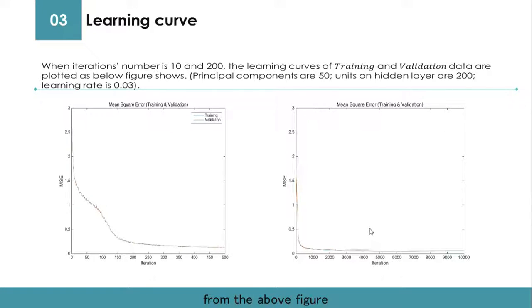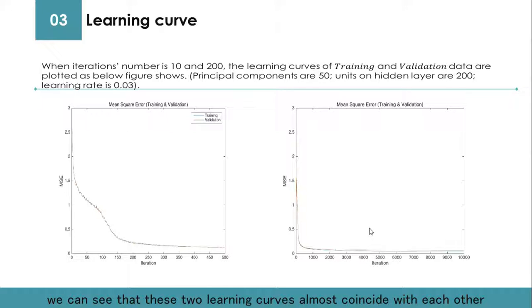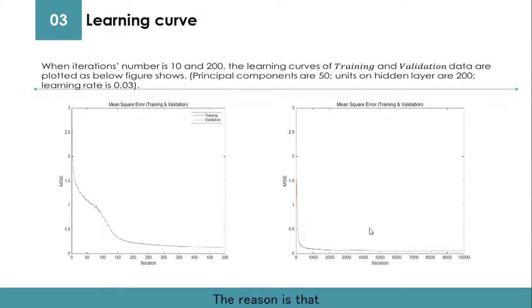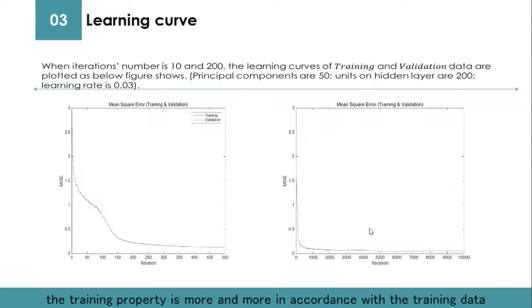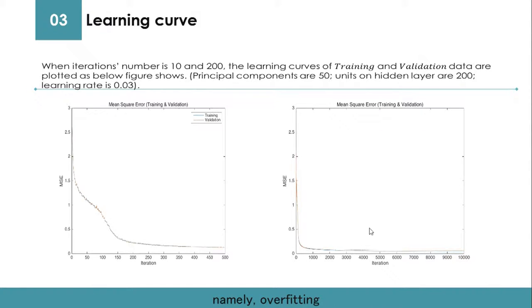With the increase of iterations of training, the error becomes smaller and smaller. What's more, from the above figure, we can see that these two learning curves almost coincide with each other. The reason is that when training is carried out so many times, the training performance is more and more in accordance with the training data, namely overfitting. Since the training process is based on training data, the validation data cannot be fitted as well as training data.